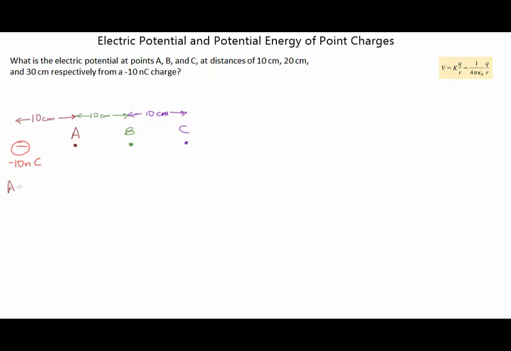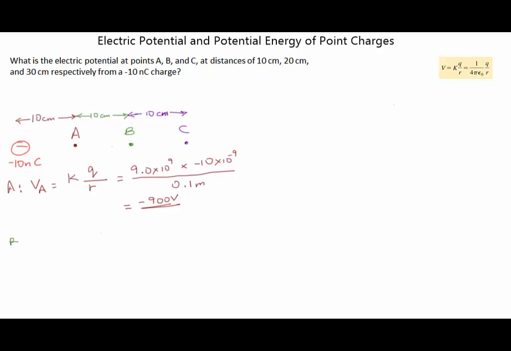For point A, I've got potential at A equals K times Q, the charge, divided by R, which is the distance from the charge to point A, which in this case would be 9.0 times 10 to the 9 for K. The charge is minus 10 times 10 to the negative 9 to convert it to Coulomb. And the distance, given in centimeters, I'll convert it to meters. So that'll be 0.1 meters. And when we solve for this, we get negative 900 volts. So there's the electric potential at A.